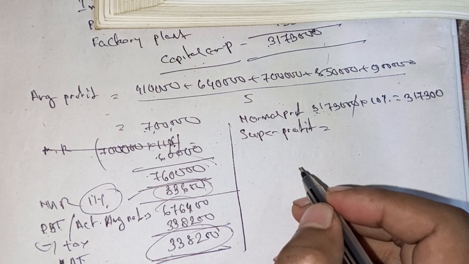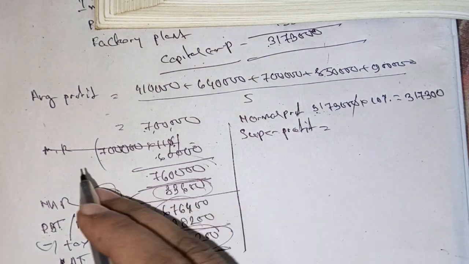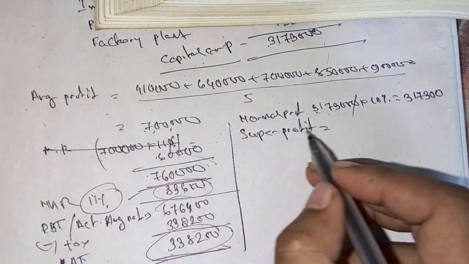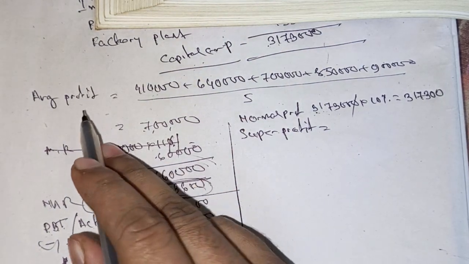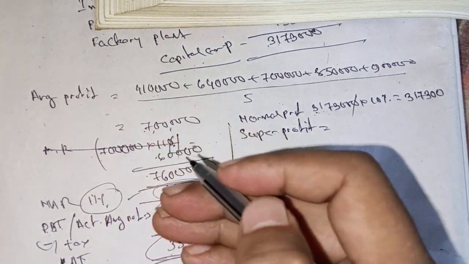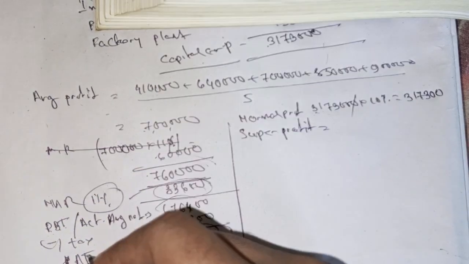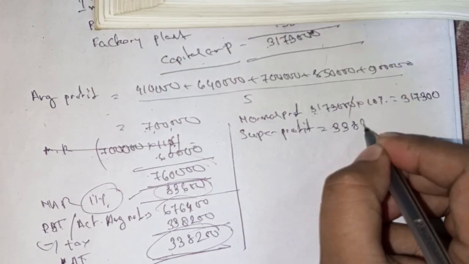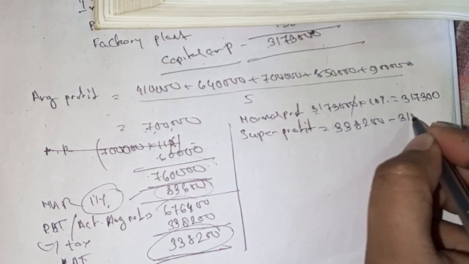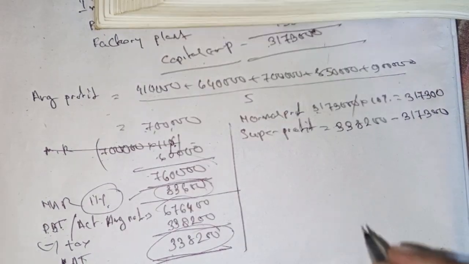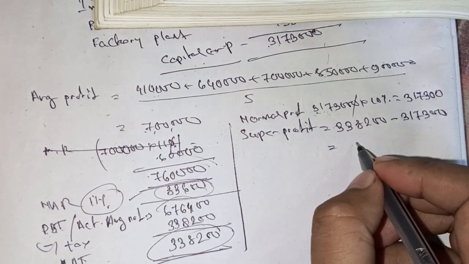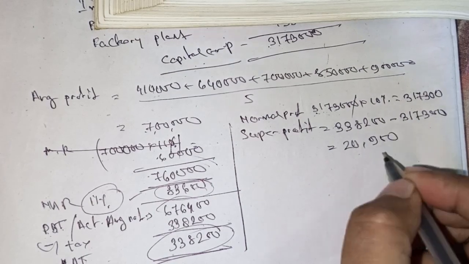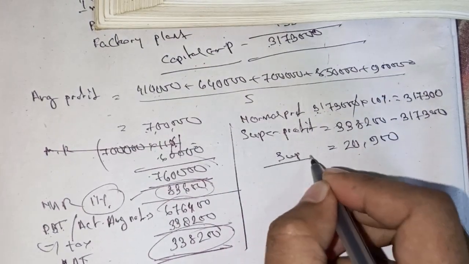So super profit equals average profit after deducting tax minus normal profit. That is PAT, the average profit after deducting manager remuneration and taxation. So we call it PAT: 3 lakh 38,200 minus 3,17,300. It becomes 20,900. This is our super profit.